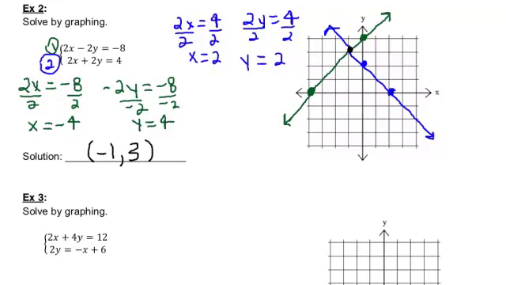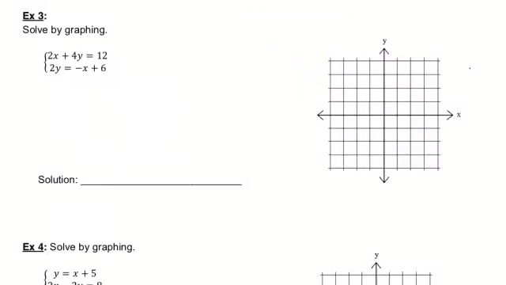And again, if we plug this into both equations, we should get true statements, and that tells us that it is for sure the solution. Our second example, again, we're solving by graphing. We have 2x plus 4y equals 12, and 2y equals negative x plus 6.